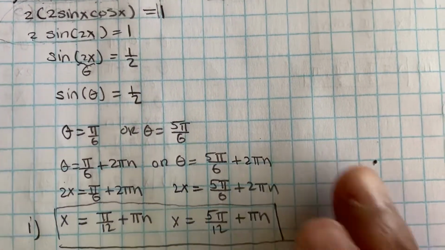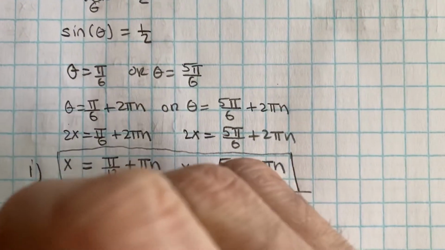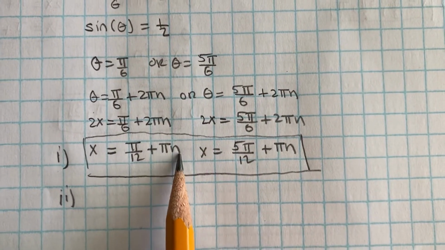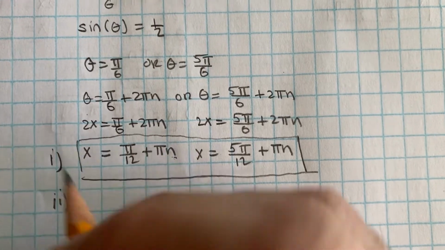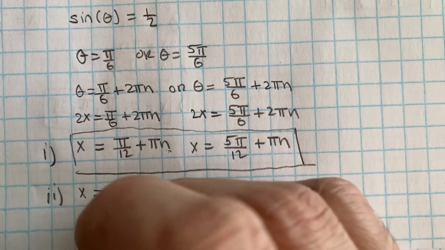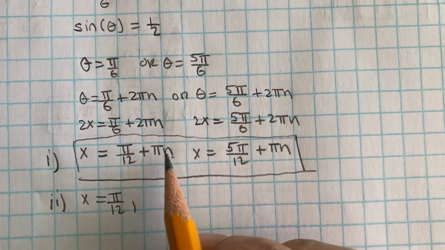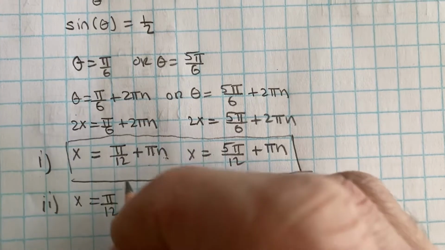Okay, so we need to finish this problem. We still have to find the solutions on the interval from 0 to 2 pi. And that becomes a little bit easier. All we have to do is substitute n values starting at 0. So if you plug in 0, you're going to get pi over 12. That's definitely in the interval from 0 to 2 pi. If you plug in n is equal to 1, pi plus pi over 12, well, that's 12 pi over 12. That's 13 pi over 12.